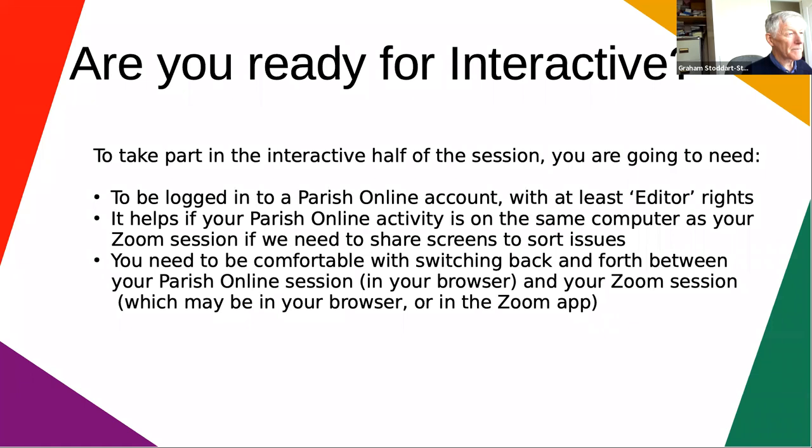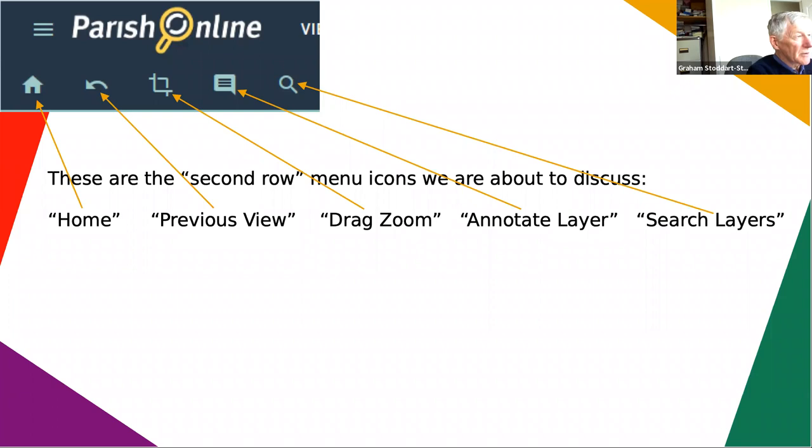What we're going to talk about today then are the second row menus, which are in the top left corner of your screen in this little black section. And there are icons with no names on them. The names do come up if you hover your mouse over them. But we're going to be dealing with home, previous view, drag zoom, annotate layer, and search layers. Most of which are good names, actually, they make sense.